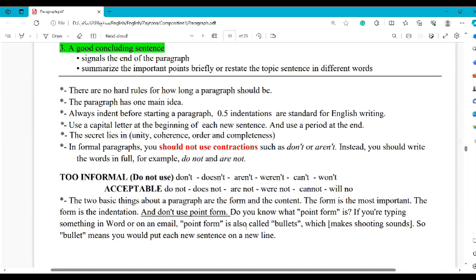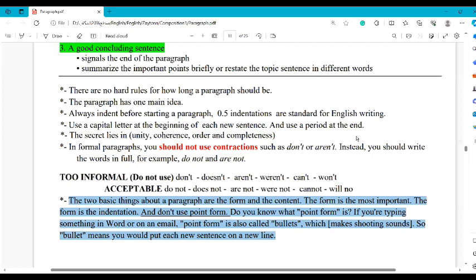Okay. Who can read this one, please? Yes, go ahead. The two basic things about a paragraph are the form and the content. The form is the most important. The form is the indentation.